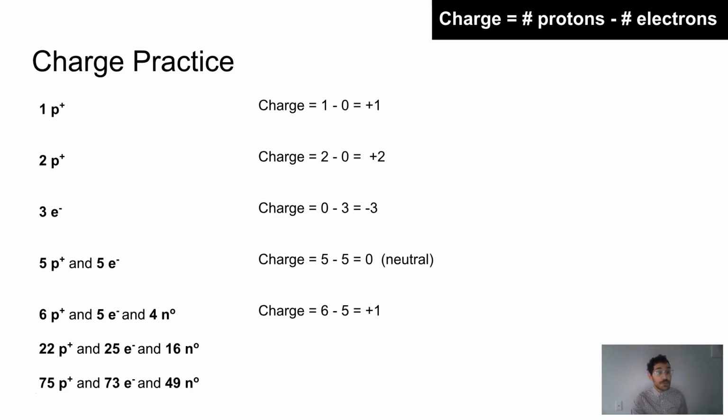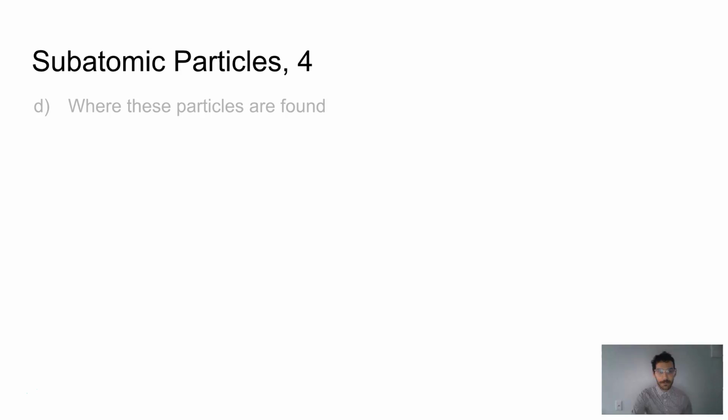I'll do 22 protons minus 25 electrons for that one and ignore the neutrons. So my charge here will be, that's right, -3. And for this last one, what do you think the charge is? That's right. The charge is going to be +2, because it'll be 75 minus 73 for a +2. Nifty. So I hope you feel like you're pretty good at calculating charge. Let's move on and talk about some other stuff.